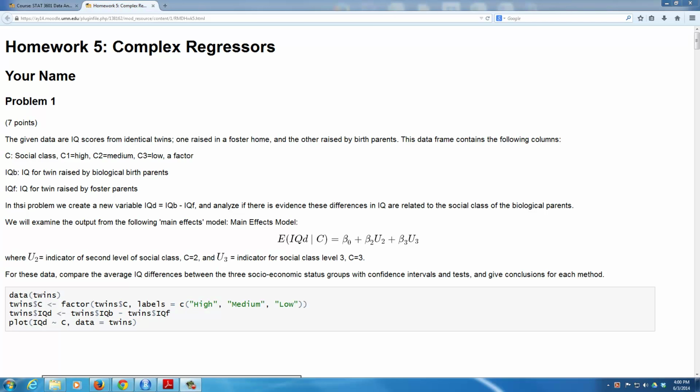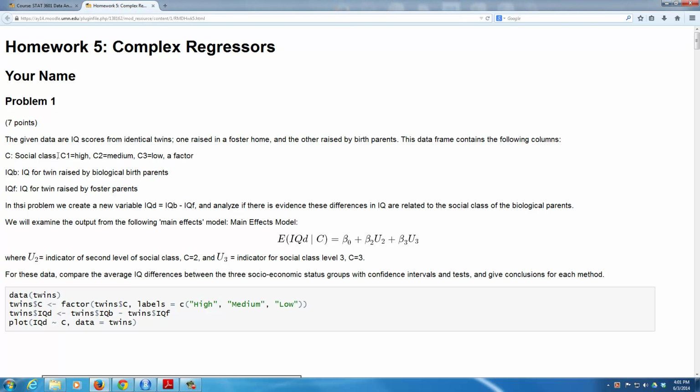Hi, in this video I'm going to be going through some hopefully helpful advice and comments about how to do homework number 5 on the complex regressors topic. The first problem involves some data from the twins data set, and we're going to try to explain a response variable with 3 levels of socioeconomic status or social class.